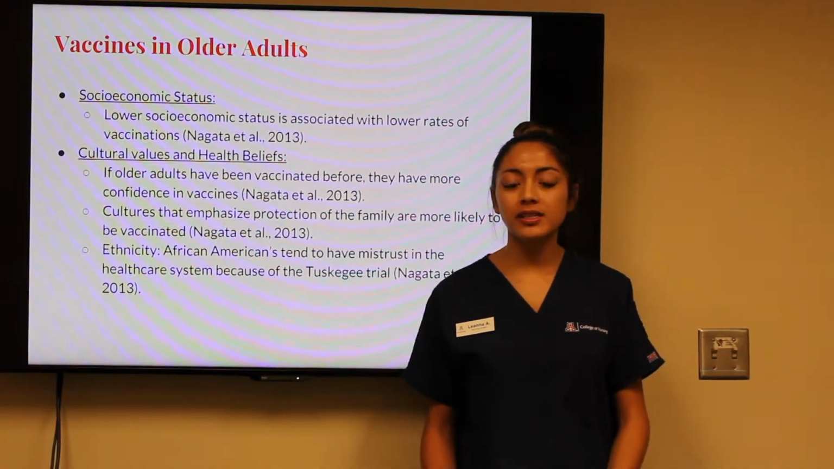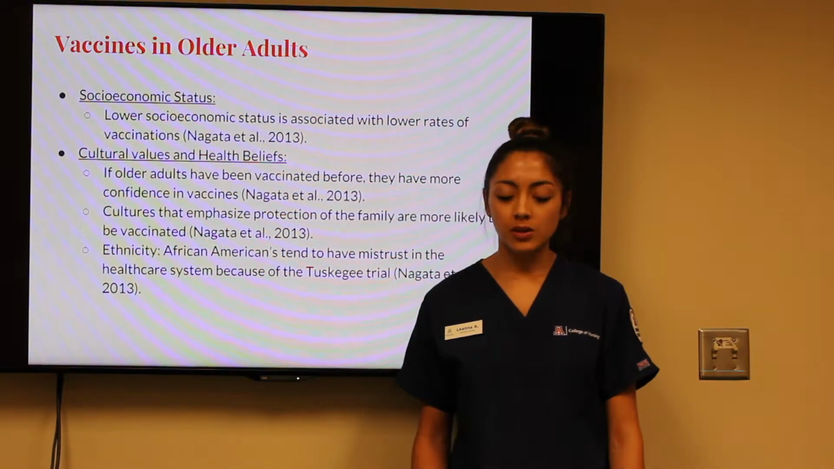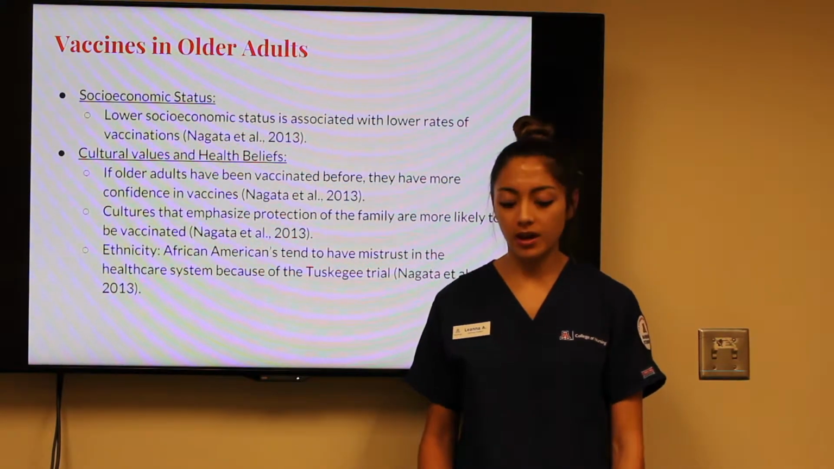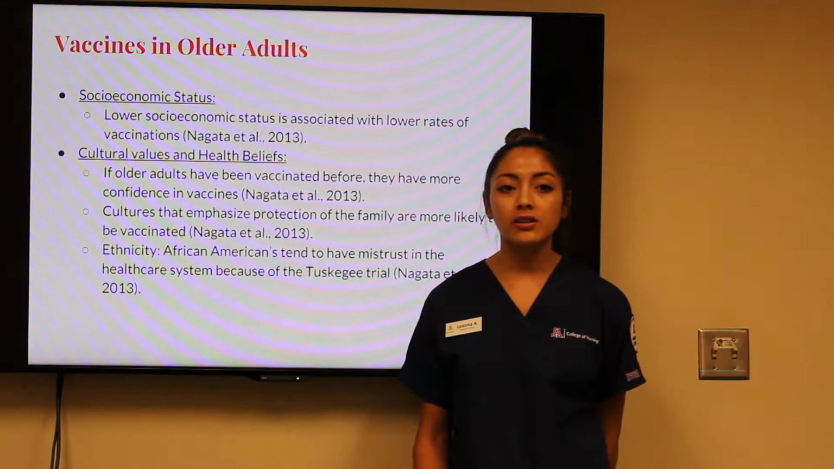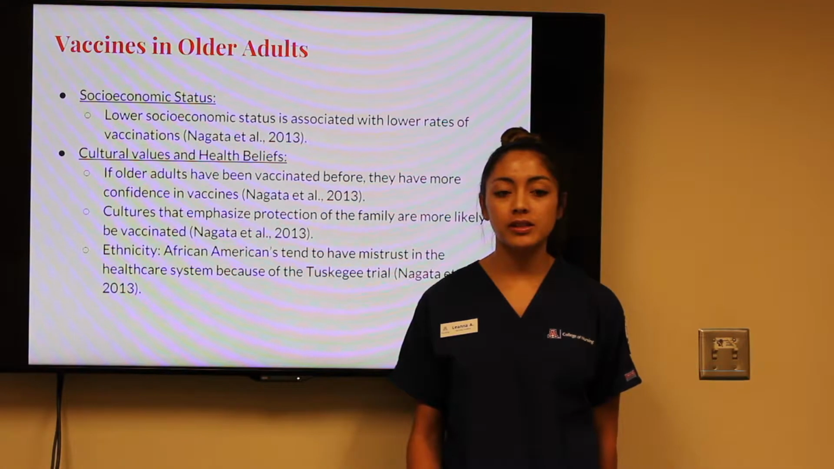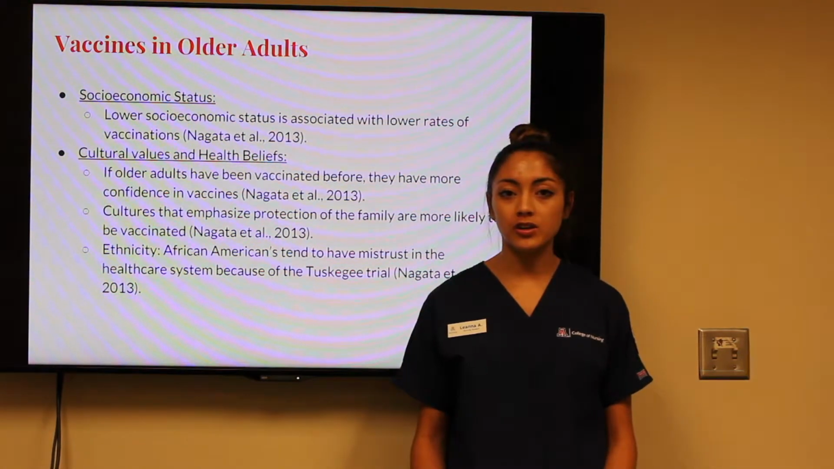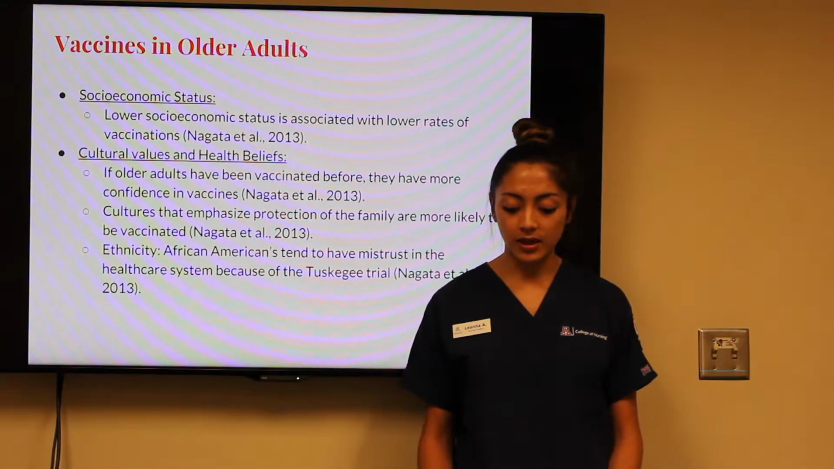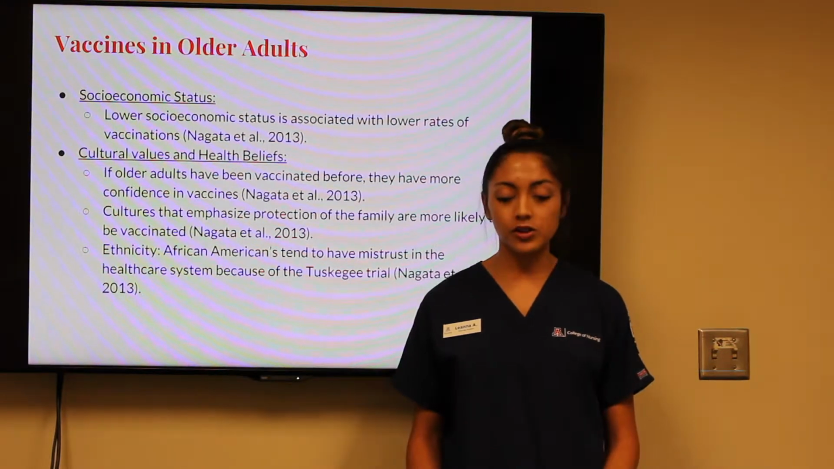So now we're going to discuss the prevalence of vaccines in older adults. We looked at a systematic search that was conducted by BioMed Central Public Health, and they looked at studies to see what the social determinants and barriers were to older adults receiving vaccines. Three social determinants that they identified were socioeconomic status, cultural and health beliefs, and education.